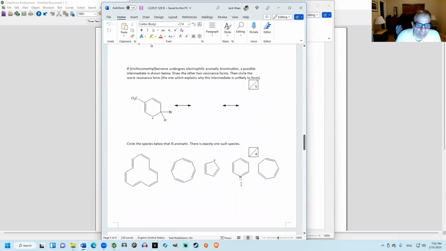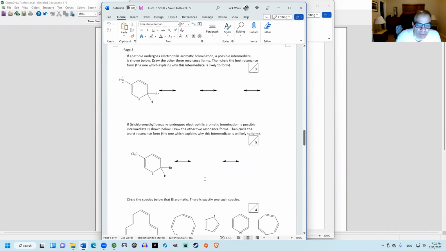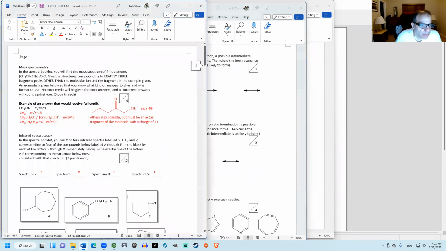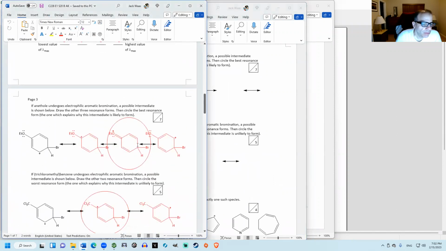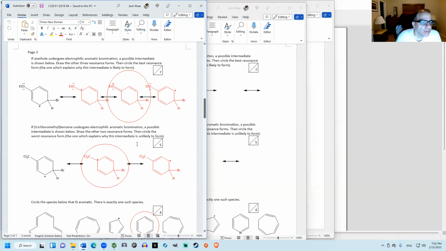Good, and of course the one that's aromatic is pyridine. The others are all either non-aromatic like this one. What would the best resonance form be? Well, this one over here.